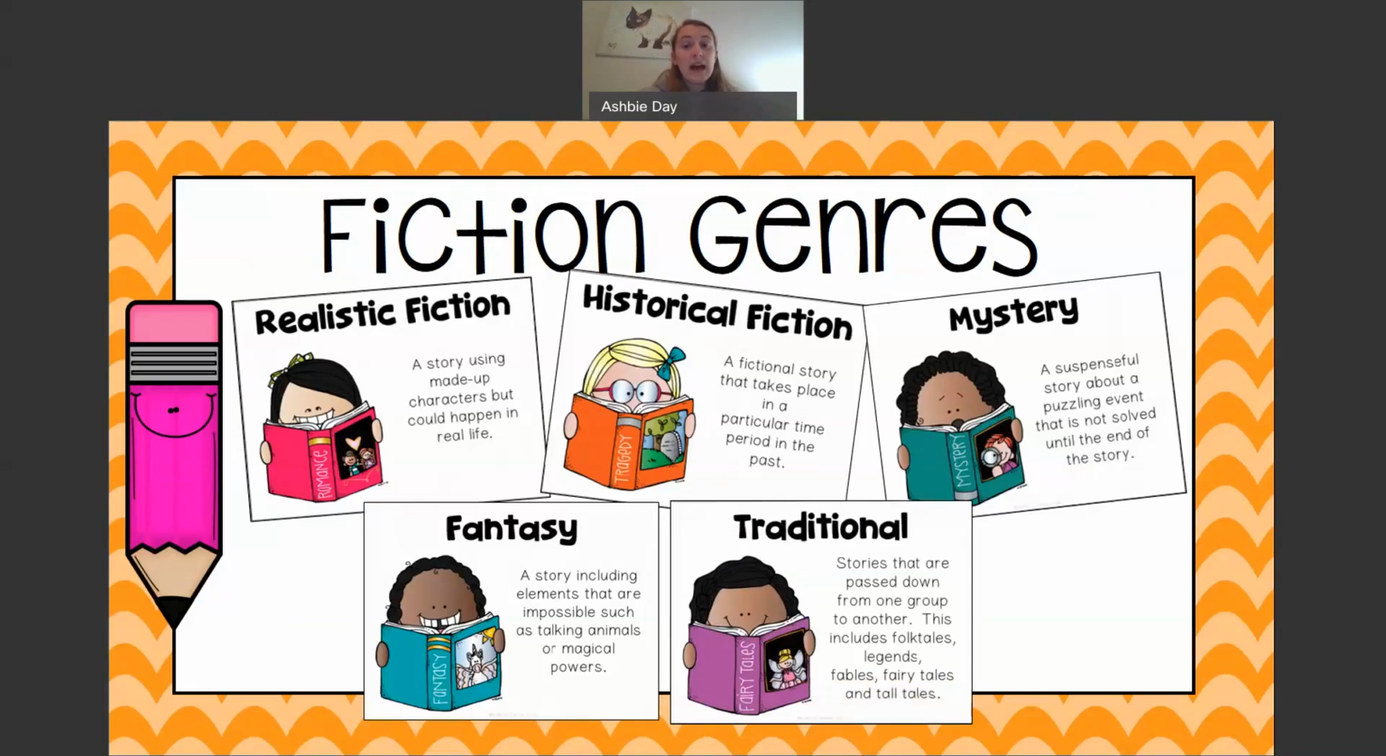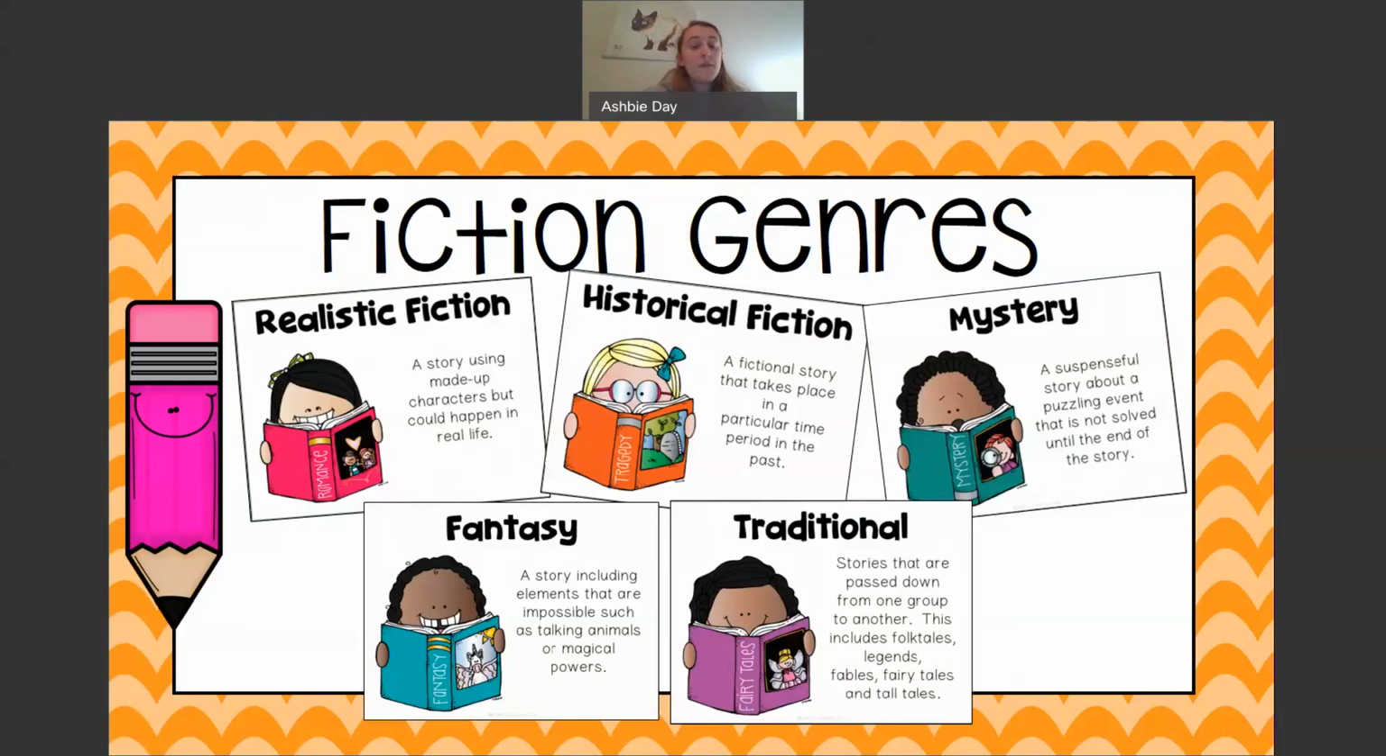And finally, we have traditional fiction. Now, these are usually stories that are passed down from one generation to another, and that includes folk tales, legends, fables, fairy tales, tall tales.